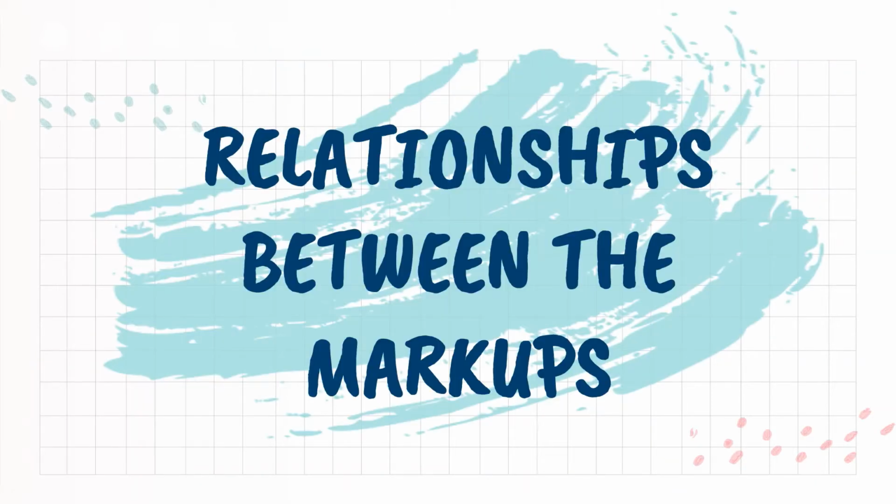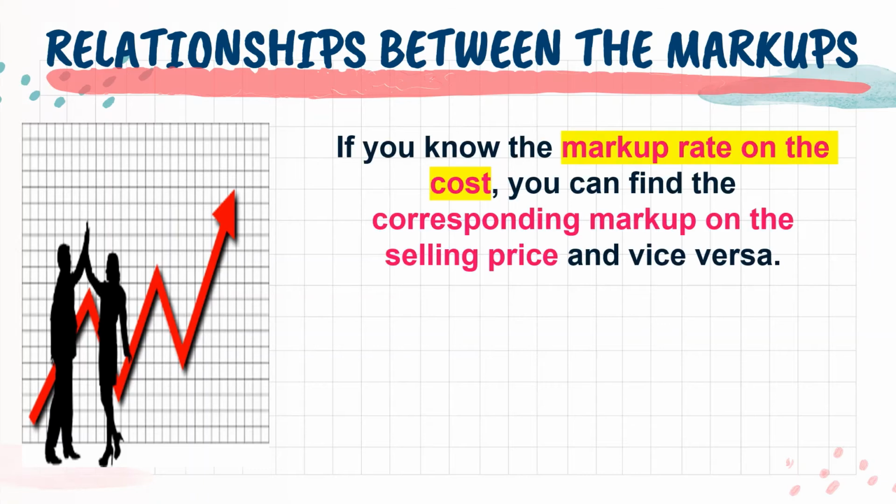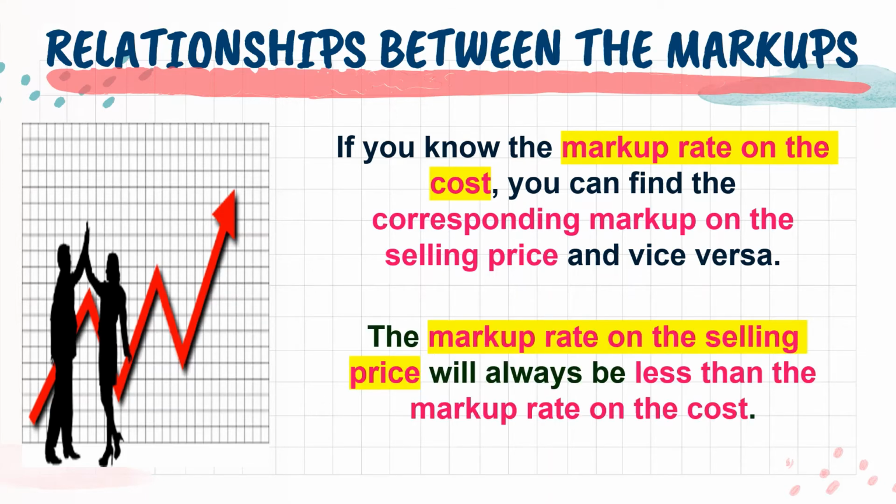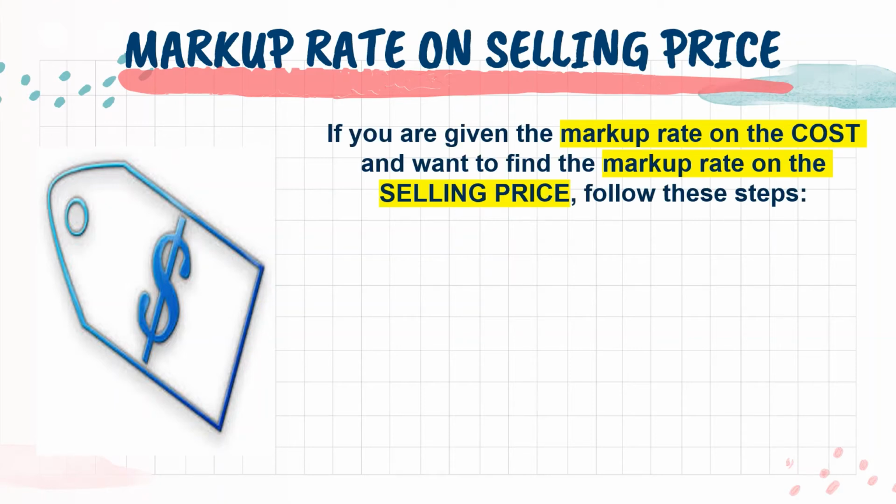Relationship between the markups. If you know the markup rate on the cost, you can find the corresponding markup on the selling price. The markup rate on the selling price will always be less than the markup rate on the cost. If you are given the markup rate on the cost and you want to find the markup rate on the selling price, follow these steps.